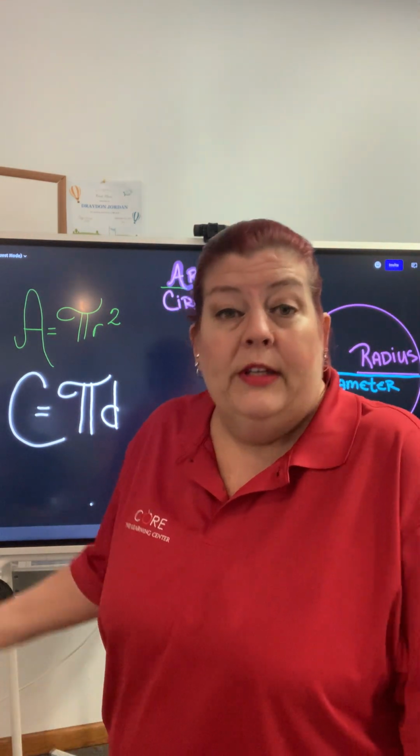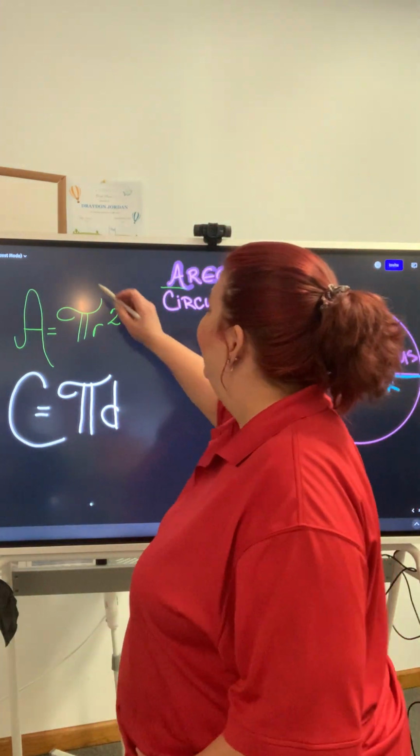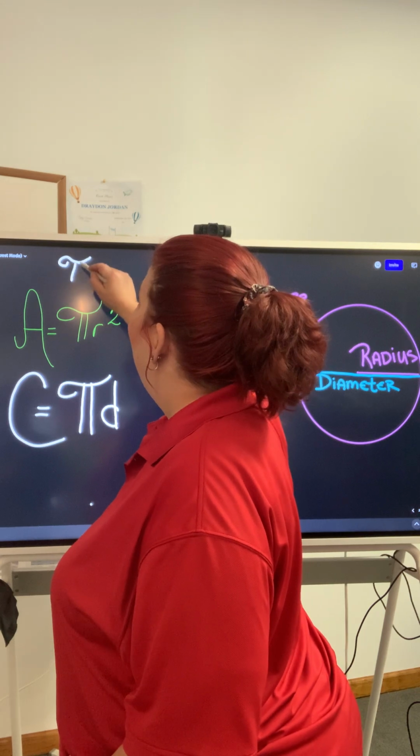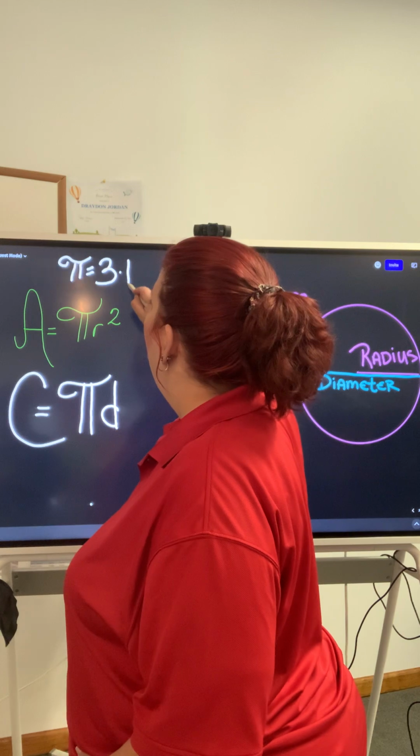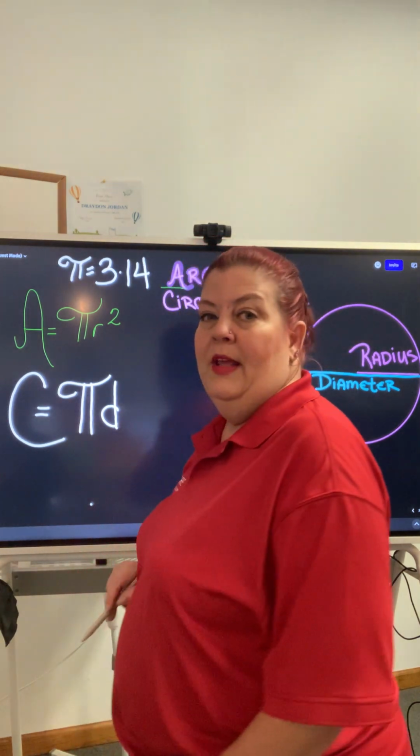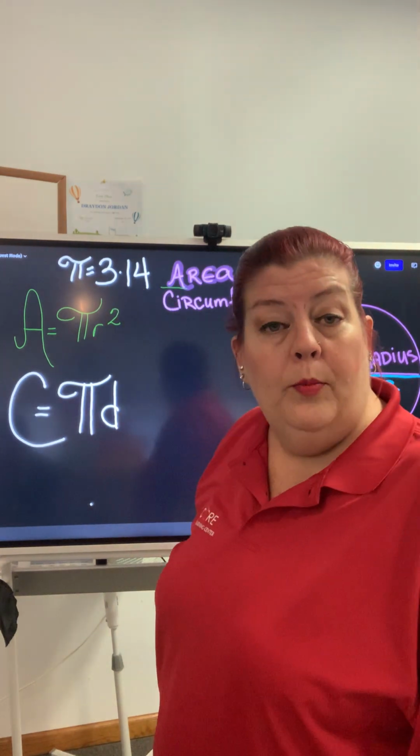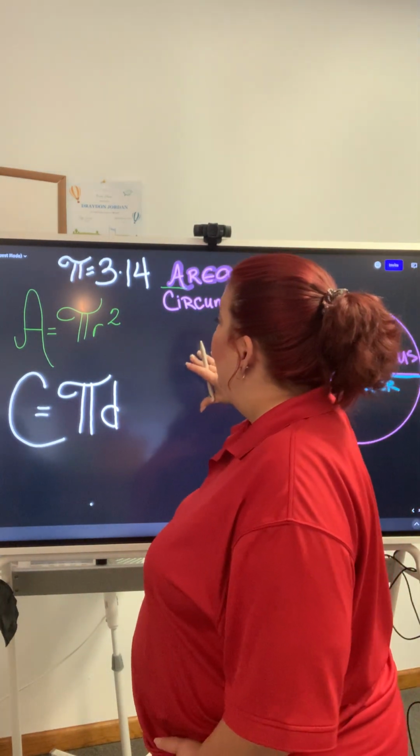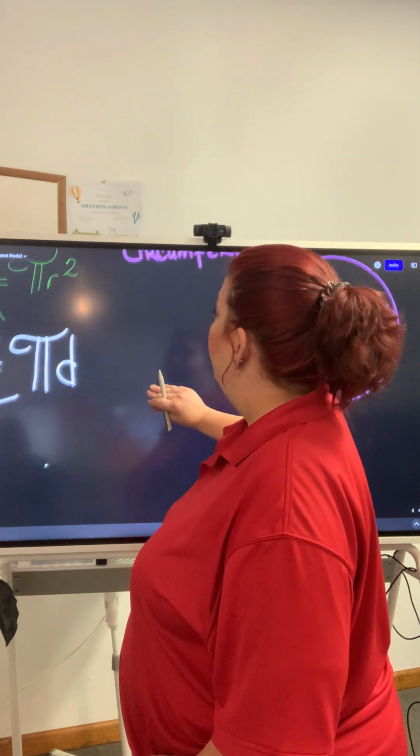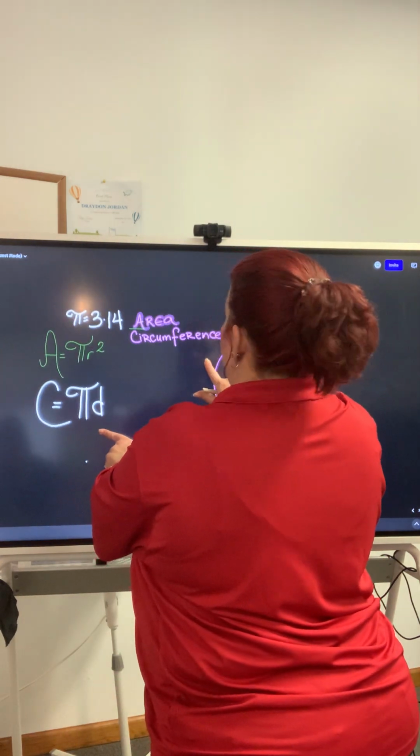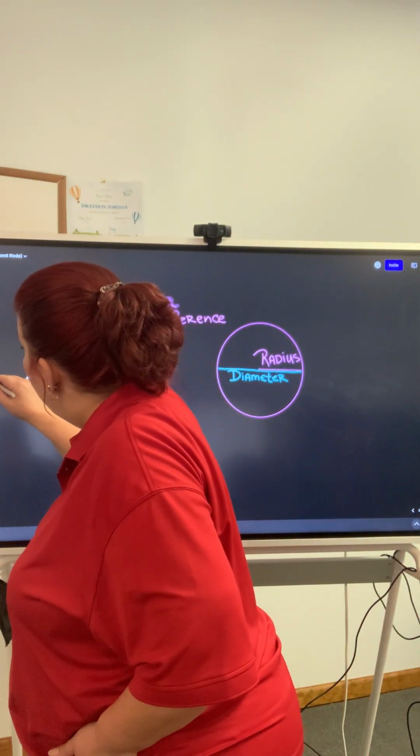So what is pi? That you have to memorize. Pi is equal to 3.14. And it continues. However, we're just going to work with 3.14. And when we need to figure out the area and the circumference, all we're going to do is fill in the blanks.